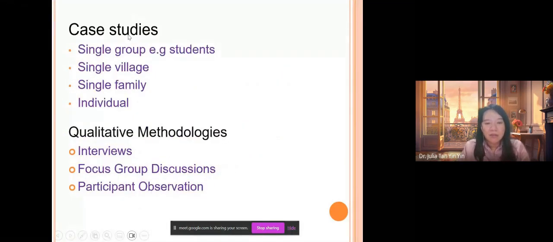Okay, so besides ethnography, another one is case studies. Case studies, yeah, it's like we involve a single group, let's say a group of students in Singapore, or a single village in India, or a single family in Malaysia. Or an individual, let's say Obama, you want to do a case study on Obama. So it's a case study.